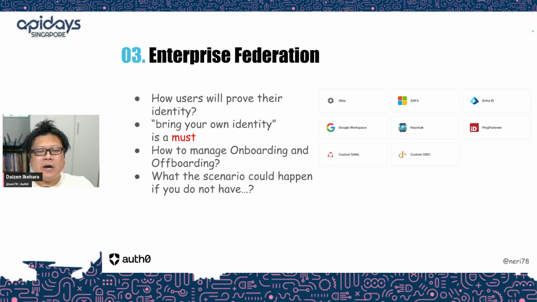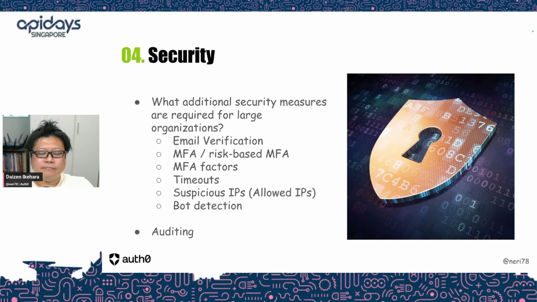Also, you need to manage onboarding and offboarding. Like I mentioned before, some companies want their users to just sign up for your services. Some companies may not, because they don't want their users to sign up randomly to your services. So to support large enterprise organizations, you must have the enterprise federation feature. Then I'm moving on to the last one.